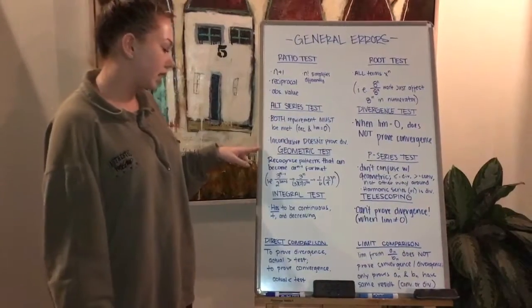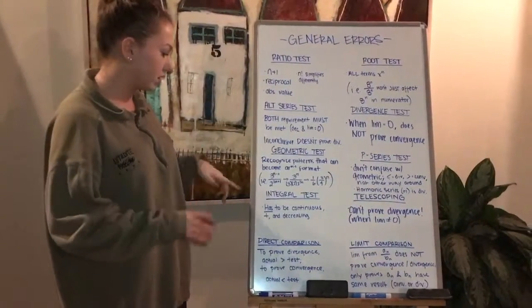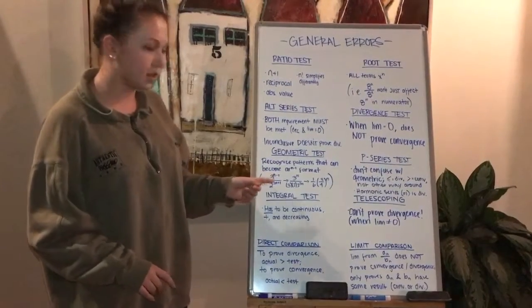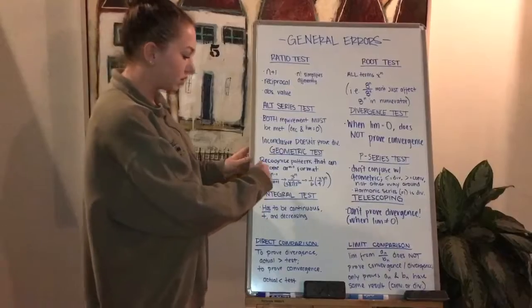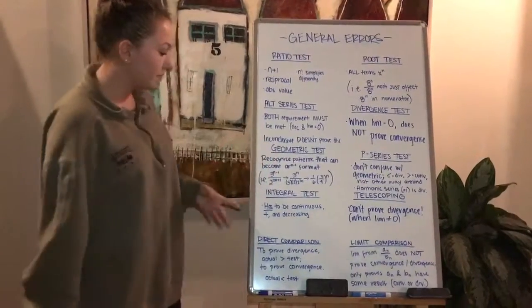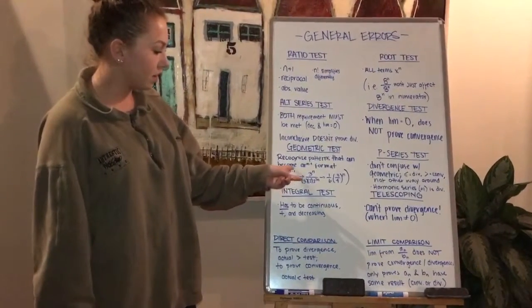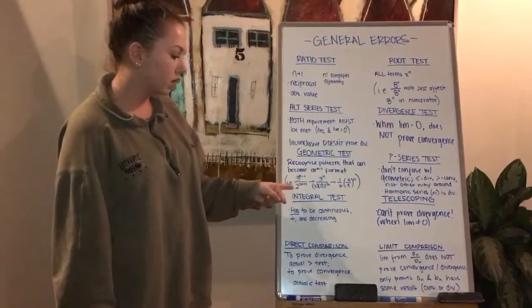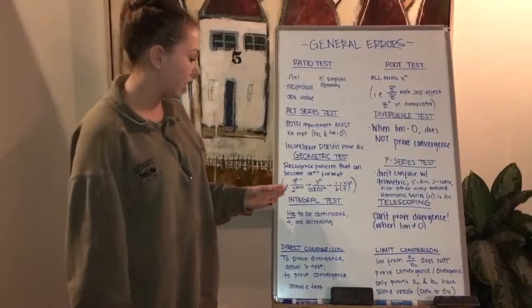And then for the geometric test, some patterns are difficult to interpret. So this right here, 3 to the n minus 1 over 2 to the 2n plus 1, you have to get it down to just 3 over 2 to the nth power. So what you do is you'd first take away this part of it, and then this part of it, and then you'd square the 2. If you square the 2 first, it won't be correct.